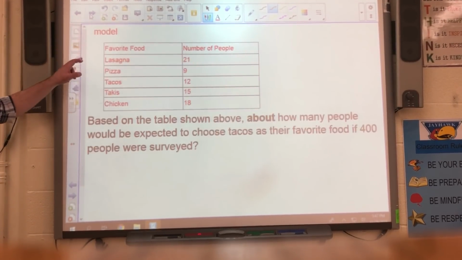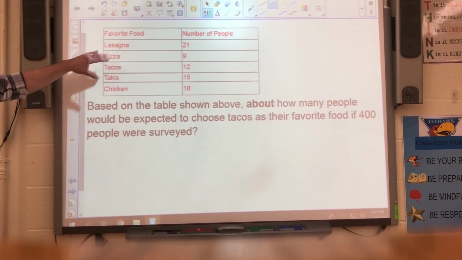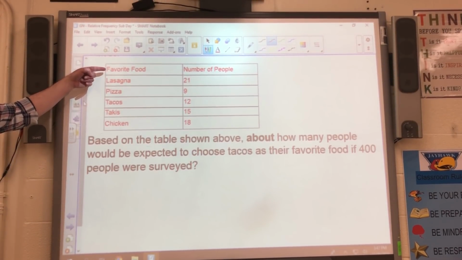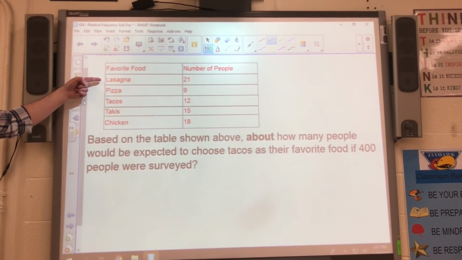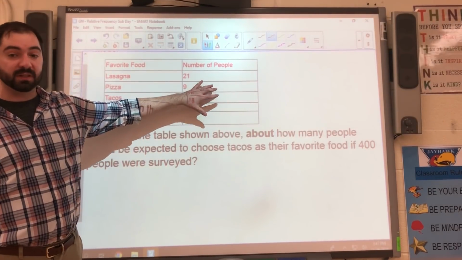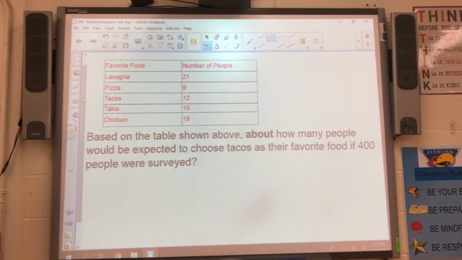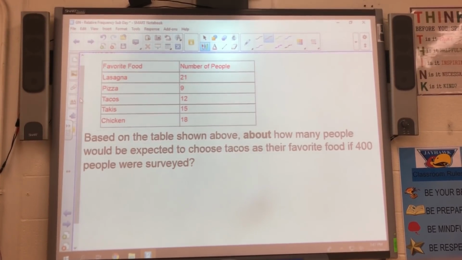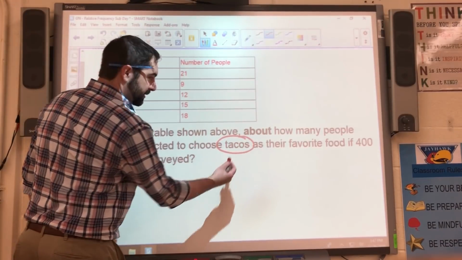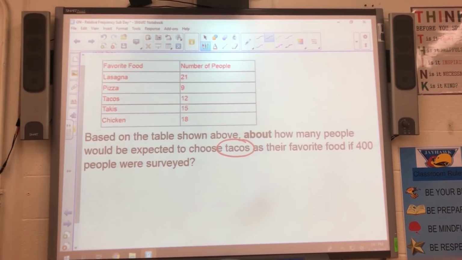Very last example before you try a couple on your own. We're given a table or a chart here. It surveyed the type of favorite foods. So people could have chosen lasagna, pizza, tacos, Takis, or chicken. The number of people that responded is next to it. Based on the table shown above, about how many would be expected to choose tacos, so we're looking for tacos, as their favorite food if 400 people were surveyed.